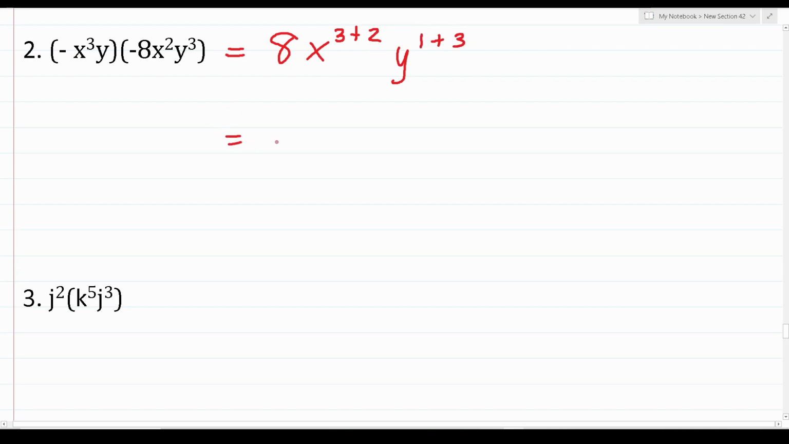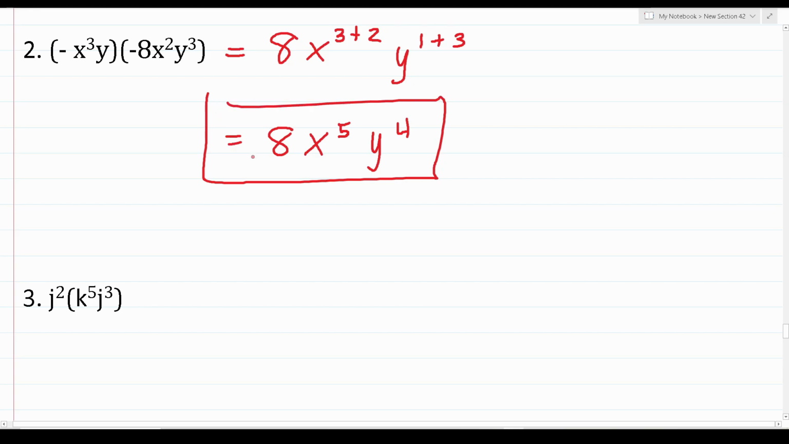Let's go ahead and simplify this a little bit further. So this becomes 8 x to the fifth y to the fourth. And let's put a box around that one since we're done with it.